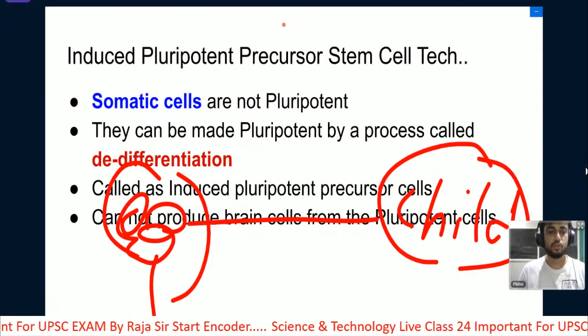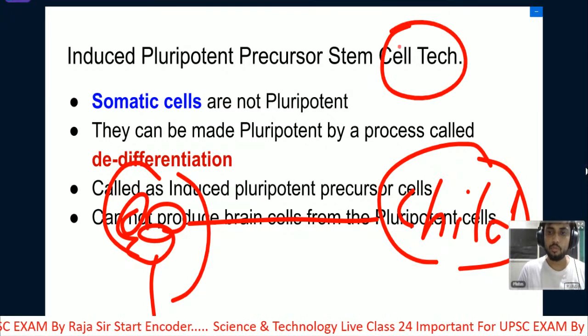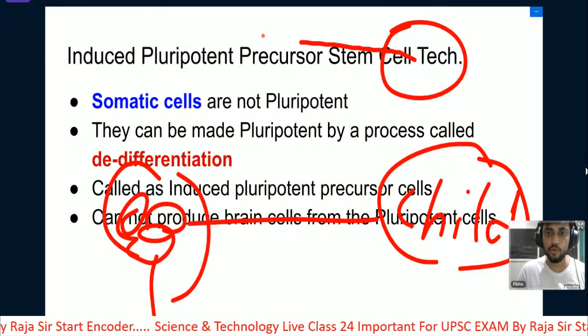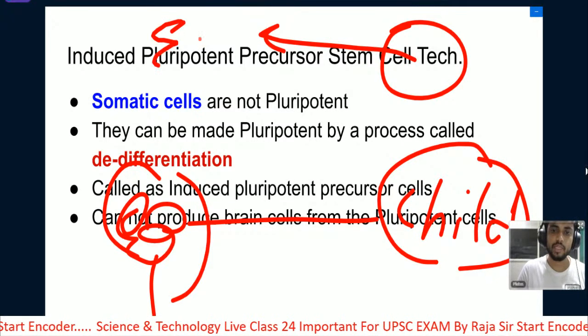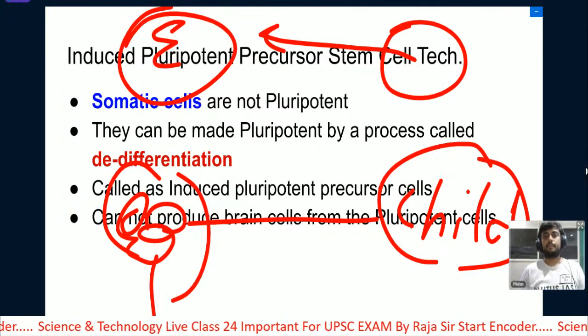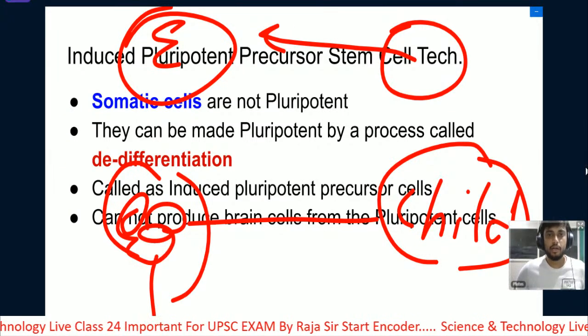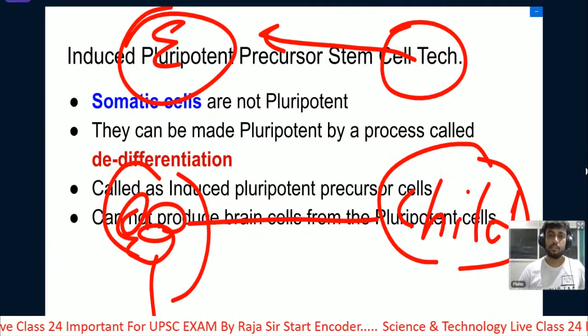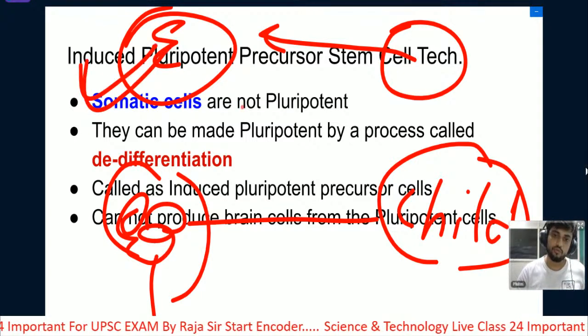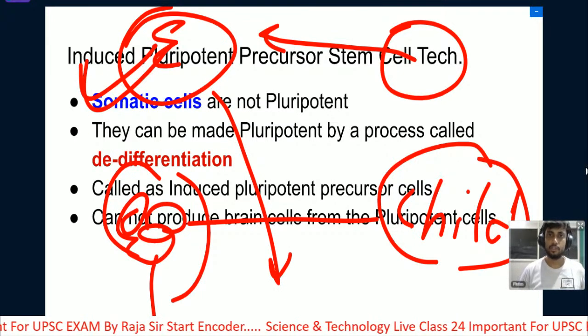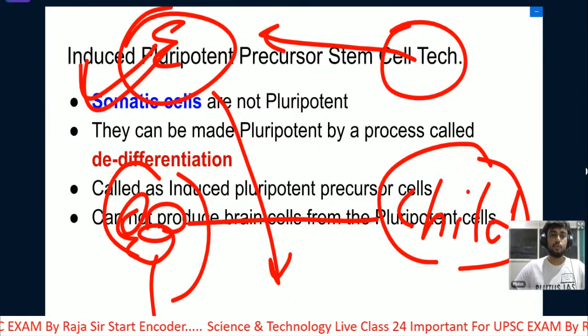But by the process of de-differentiation from the organs, from the somatic cells, if you can create the embryo type of cells, if you can create the totipotent embryo type of cells, then those cells can be used for stem cell technology. वहां पे ethical issues involved नहीं होंगे.